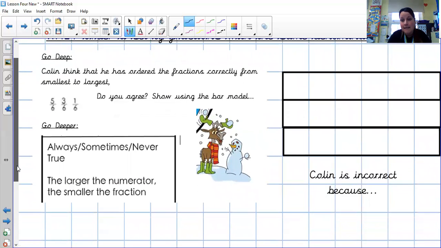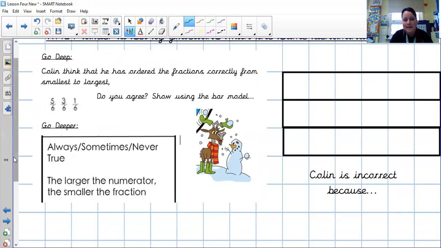Always, sometimes, never true. The larger the numerator, the smaller the fraction. Now with the go deeper activity, this is really stretching your thinking. This should be something that you work on independently. If you feel after you've done the go deep that you want to leave the go deeper, that's fine. We don't expect everybody to necessarily answer that go deeper, but if you want to challenge yourself and have a go, that would be brilliant, okay?